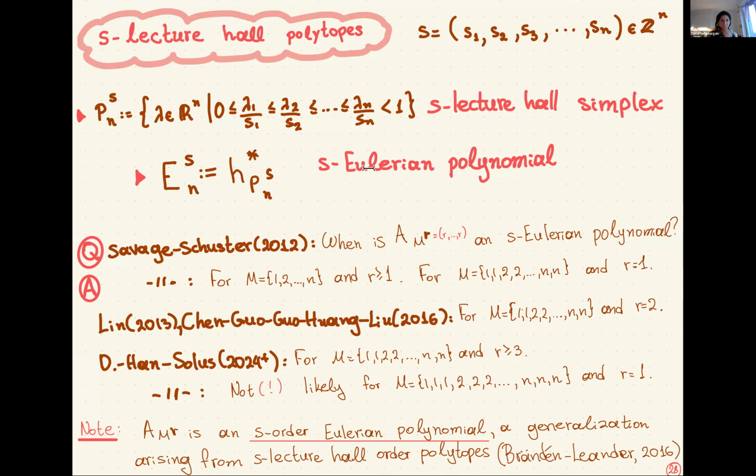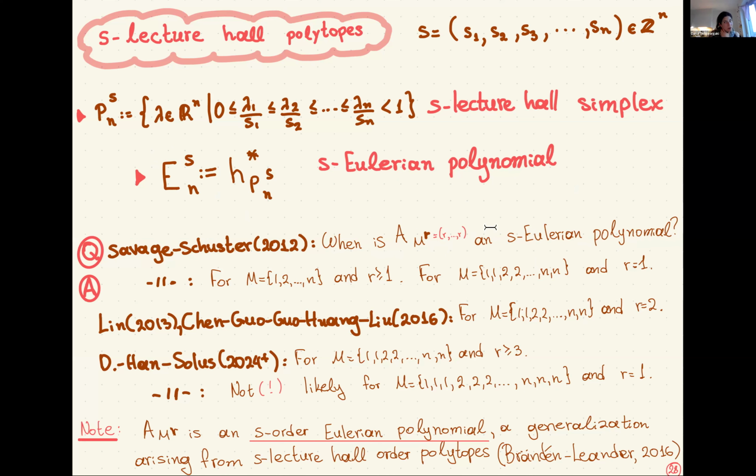Savage and Schuster initiated the study of when the colored Eulerian polynomial, not multiset Eulerian, for a fixed color vector can arise, to connect with these s-Eulerian polynomials.